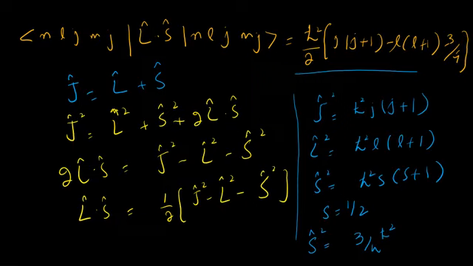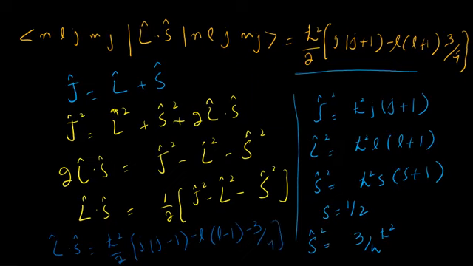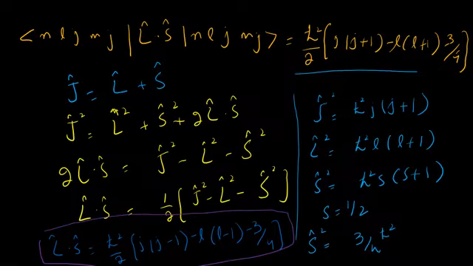Now coming back to here, we can put in the eigenvalues of J squared, L squared and S squared. So L dot S will be equal to ħ squared by 2 into j(j plus 1) minus l(l plus 1) minus 3 by 4. This is the most important relation and it represents the value of L dot S. So we can write it like this. Now the first order correction to energy.